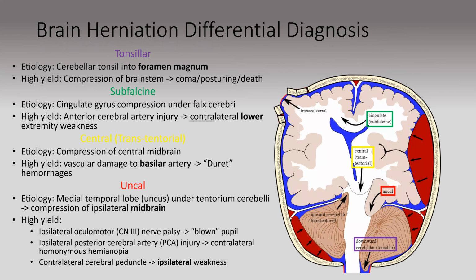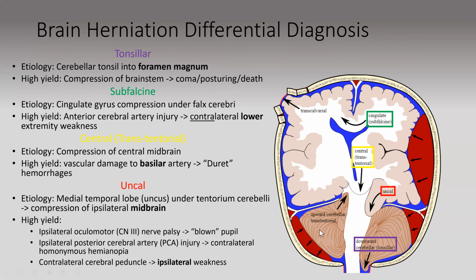So I split them up again by color here and put in a picture of the anatomy here on the right to help us think through these. So we'll split this into the etiology, what's causing it, and then any high yield information you may need to know. So the first we have is tonsillar, down here at the bottom.